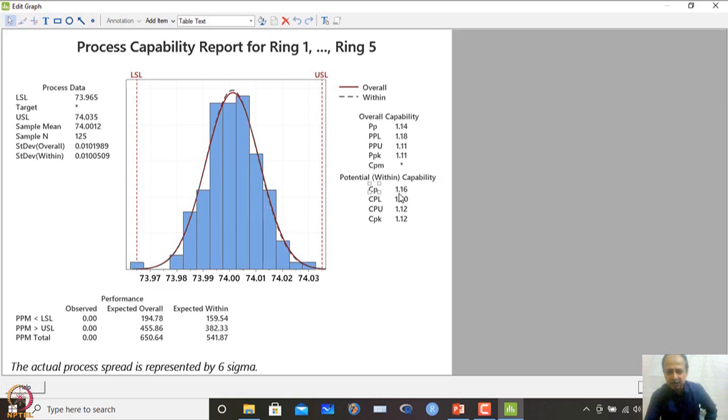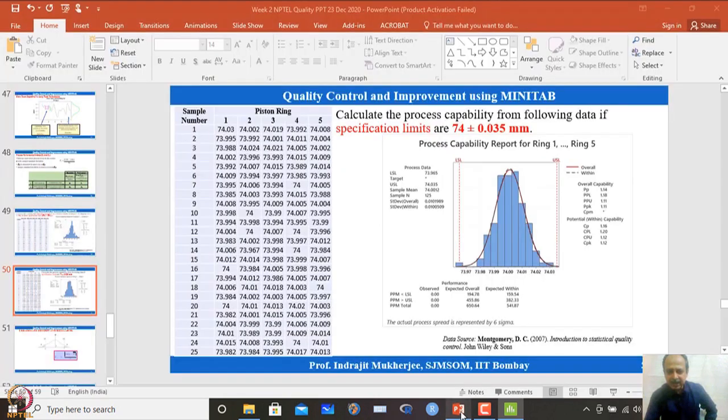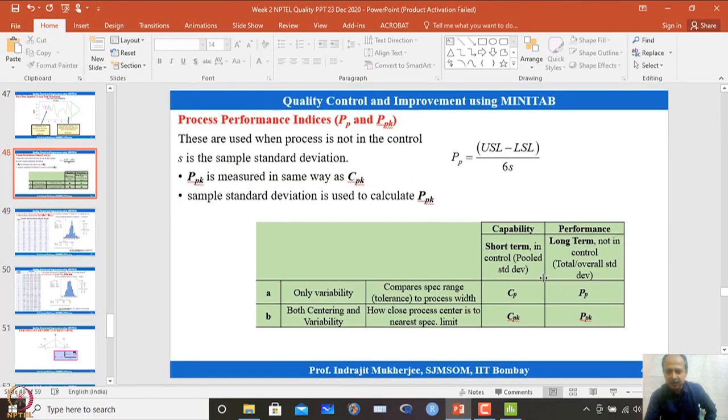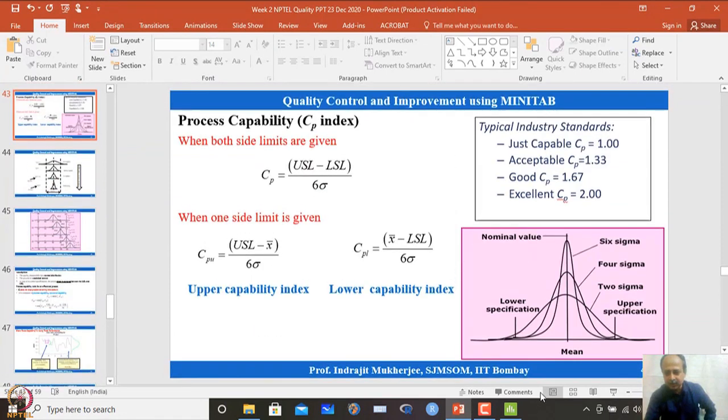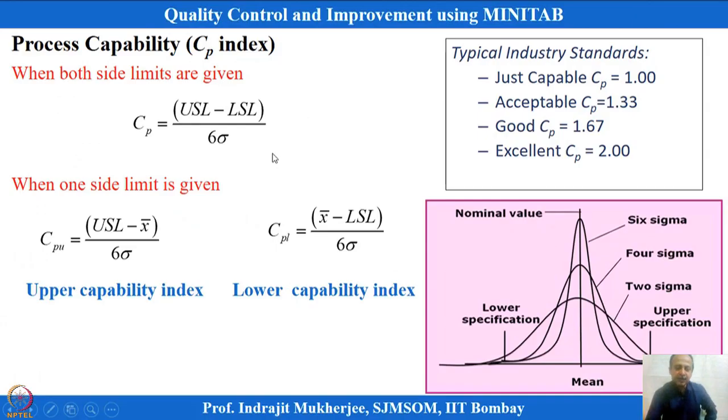So this CP value is 1.16, and that is the formula that we are using over here. CP formulation will be this one, which uses USL minus LSL. That is the tolerance or delta values over here. So that is plus or minus 0.034, that is the total width of that, 2 times of that, and divided by 6 into standard deviation over here.